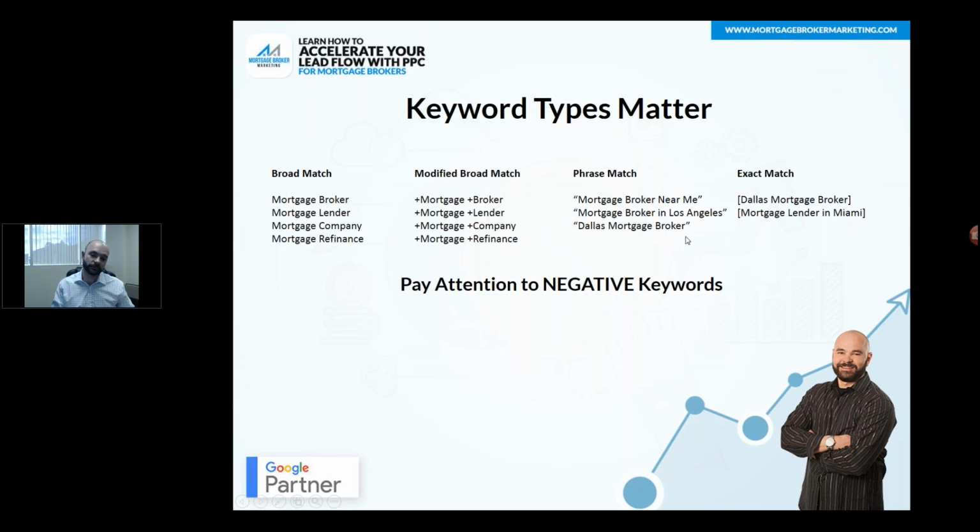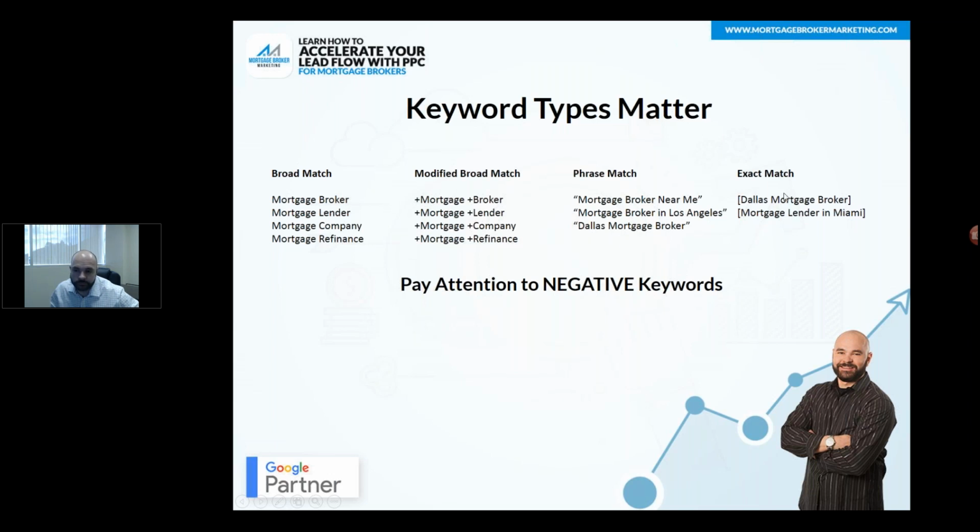And phrase match, that means the phrase has to be in there. So they could say Dallas mortgage broker near me, right? As long as Dallas mortgage broker was typed in, with near me, or located here, or anything like that, then you would show up.